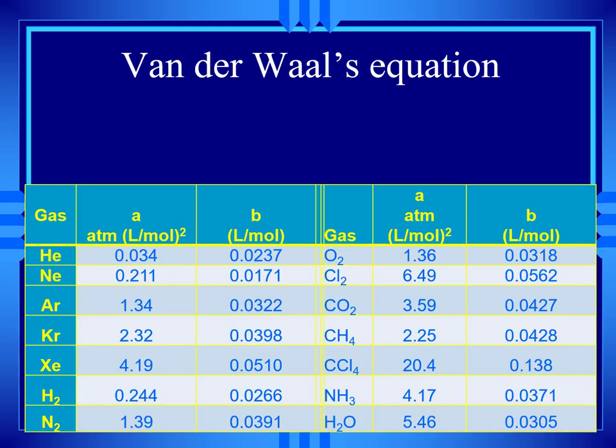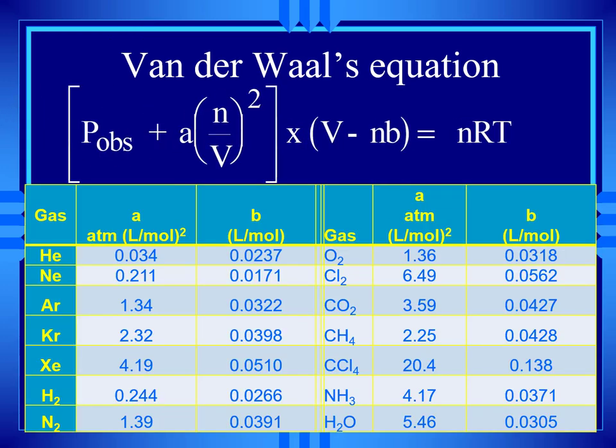So here are the different a's and b's. Okay. Remember, a was about how much they stuck to each other. So helium, being nonpolar, has a really low a. Neon's also nonpolar, but it's got a bigger a because it's got more electrons, and you'll see that that trend goes through all of the noble gases. The more electrons they have, the better that they stick together.